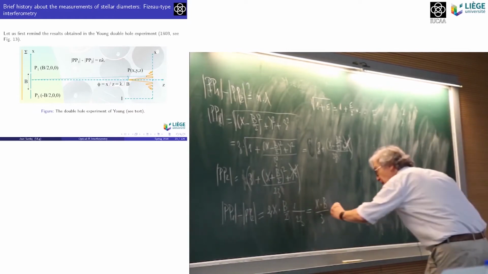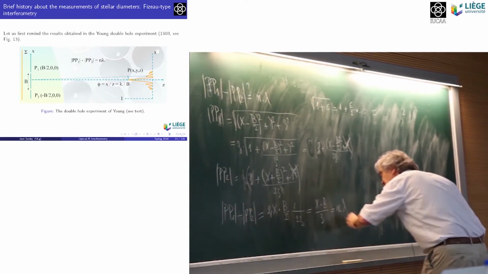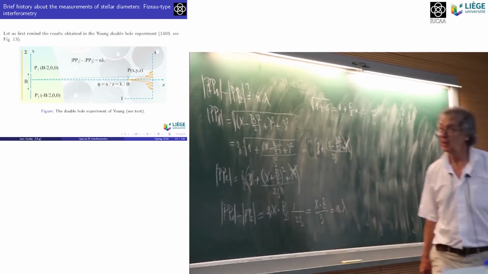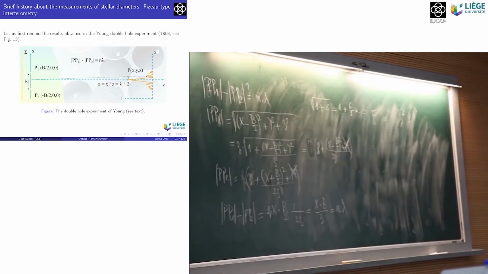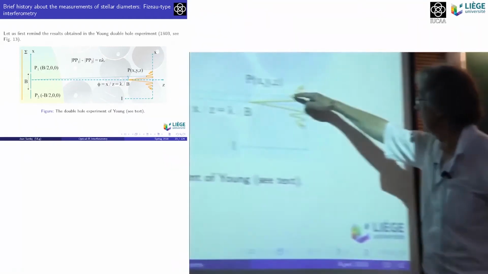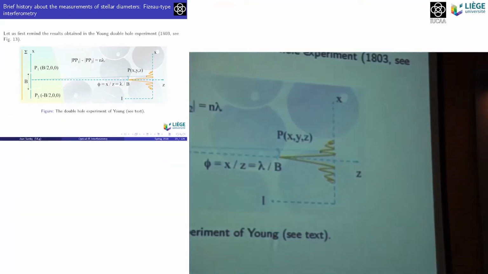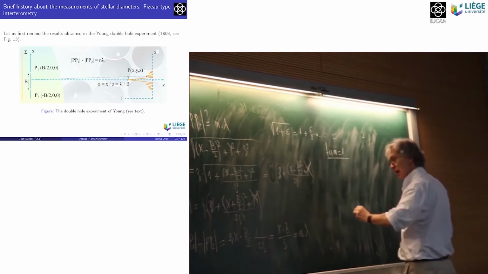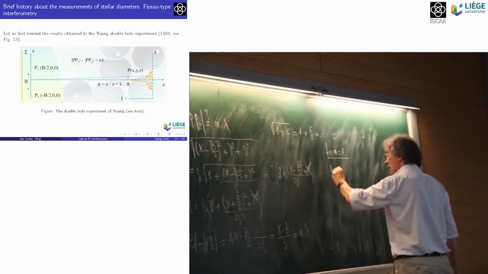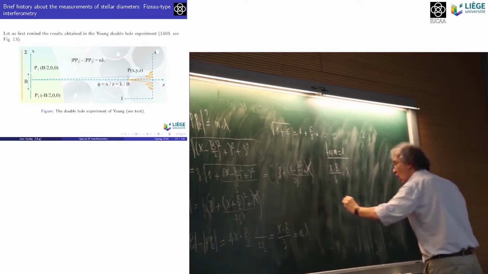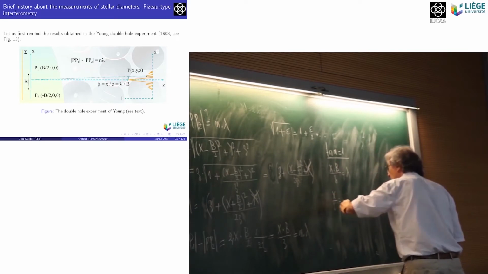And now this should be equal to an integer number of times the wavelength. So let's take, well, for n equals 0, it's trivial. N equals 0 will correspond to the central maximum of interference. Now for n equal 1, I will move to the secondary maximum. So let's take n equal 1. For n equal 1, we have x times b over z equal lambda, or x over z equal lambda over b.